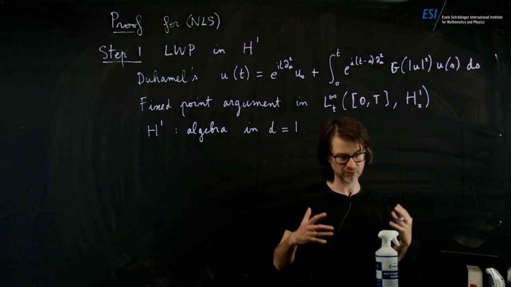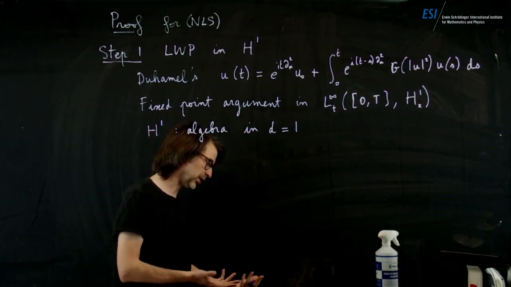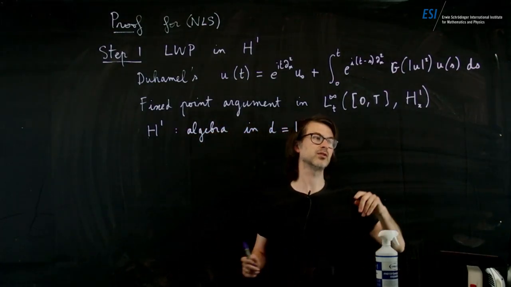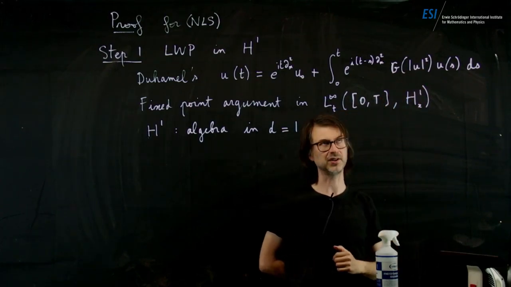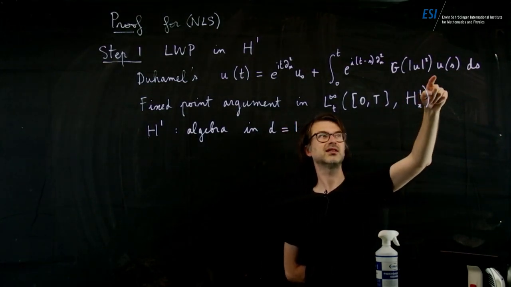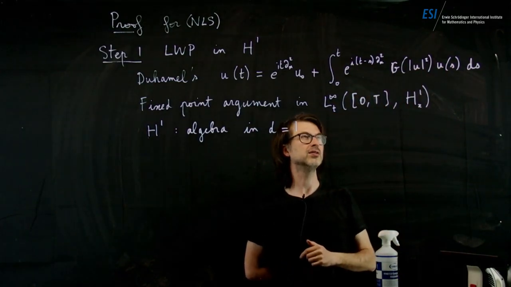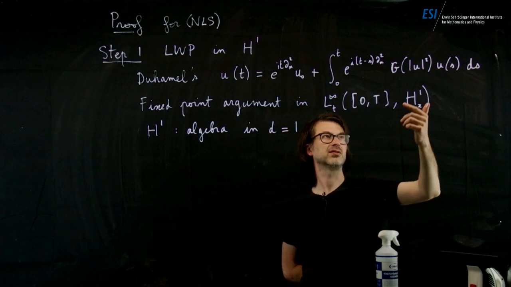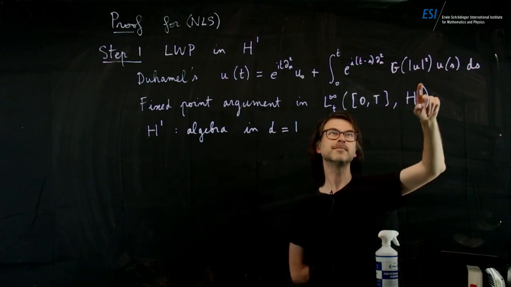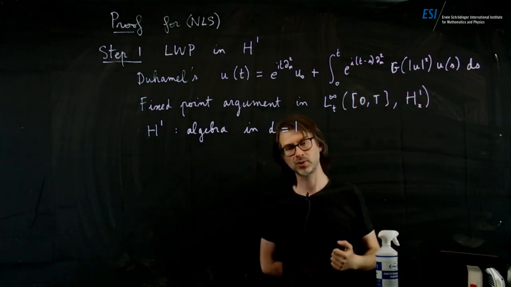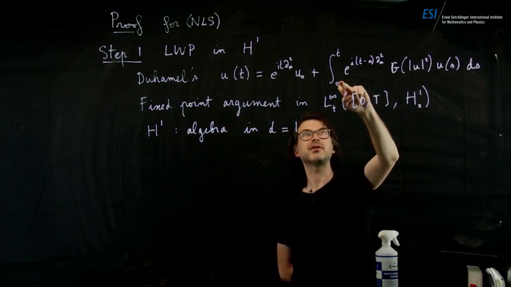Meaning, if you take two functions in H1, not only can you add them and you remain in H1, but also if you multiply them, you remain in H1. And also if you apply a nonlinear function like g to an H1 function, you are still in H1. So it's not hard to see that if you input u in H1 in the nonlinear term, the output will also be an H1 function, because if u is in H1, g of |u|² is in H1, if you multiply by u, you're still in H1, you apply the Schrödinger group, which is unitary on H1, so nothing happens, and then you integrate in time.